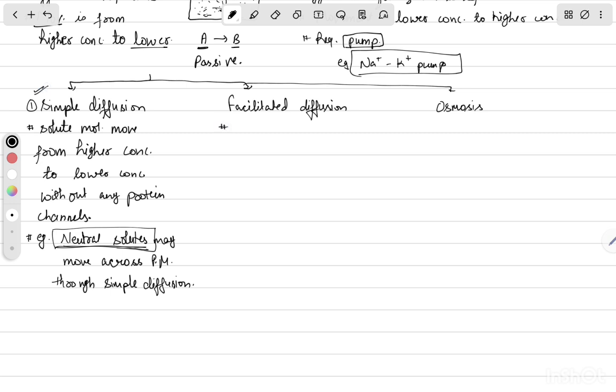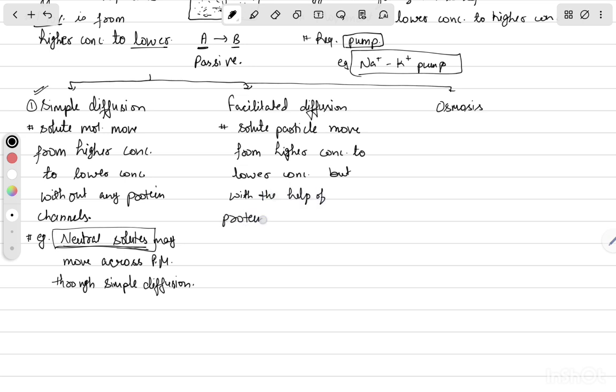Similarly, if any solute particles move from higher concentration to lower concentration, but it requires the help of protein channels, then that type of diffusion or transport is facilitated diffusion.